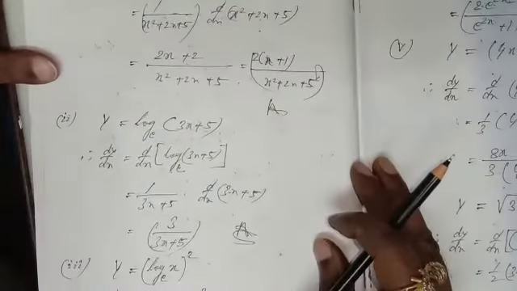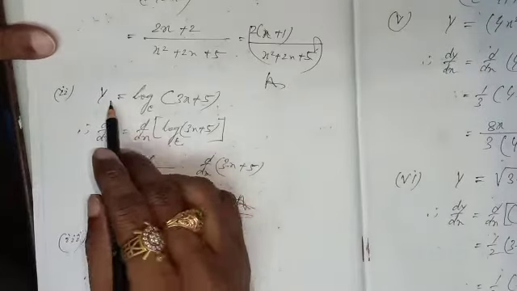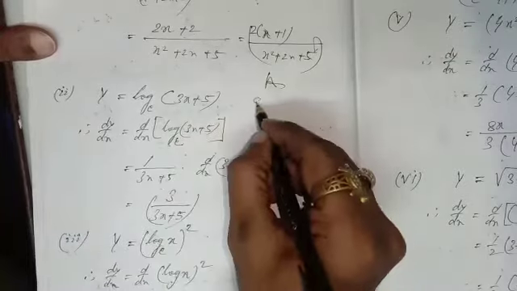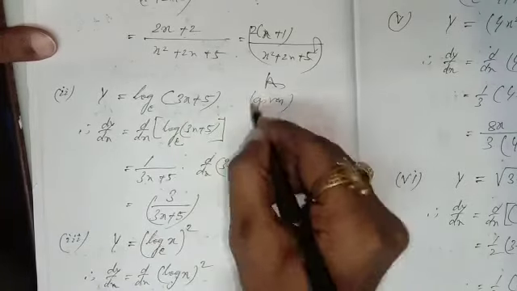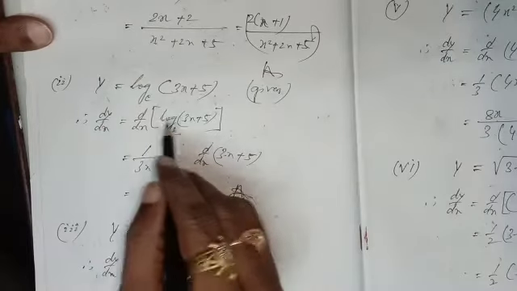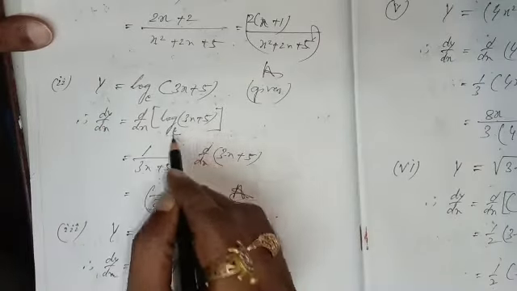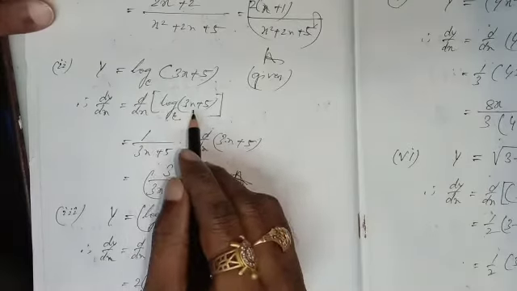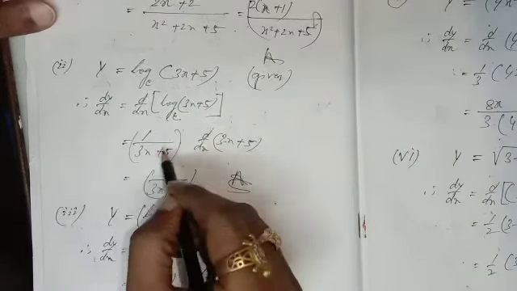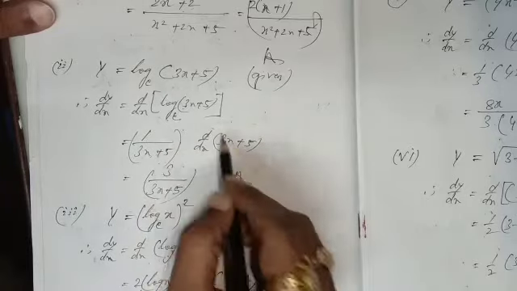Next, the second part. y is equal to log of 3x plus 5 base e is given, and you have to find out dy by dx. It is a composite function. First of all, you have to find out dy by dx of log of 3x plus 5 base e. So what is the derivative of log? Log x derivative is 1 by x, means here 1 by 3x plus 5. Again, derivative of this bracket part, that is 3x plus 5.